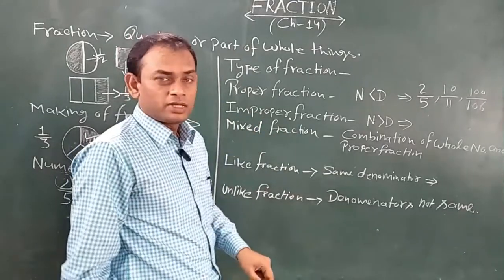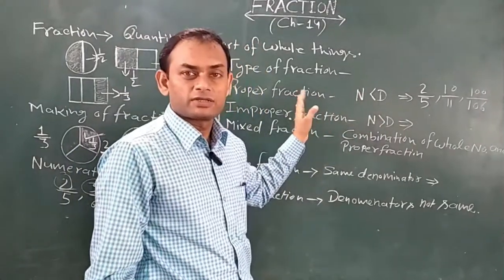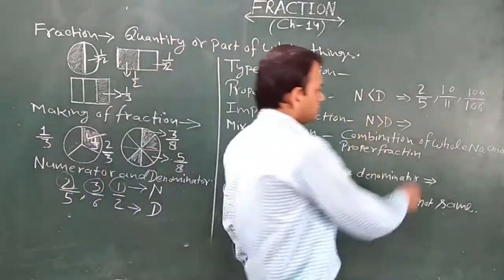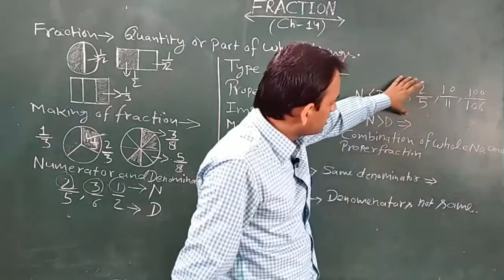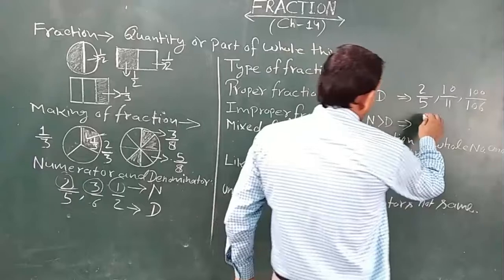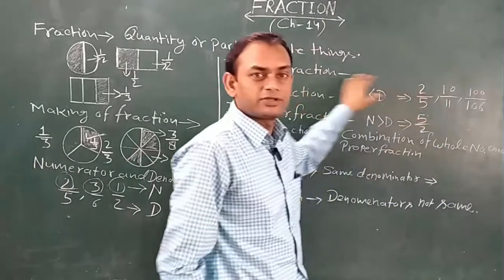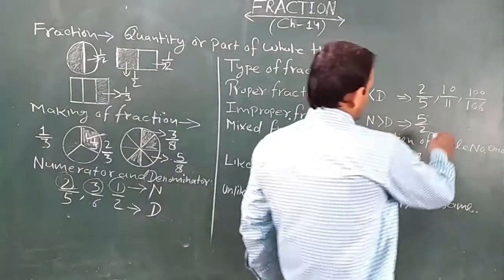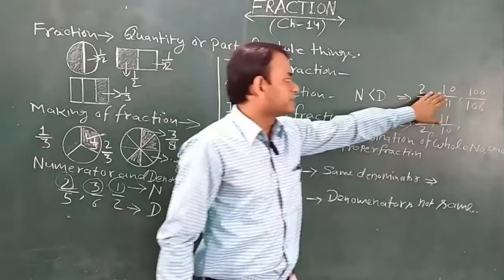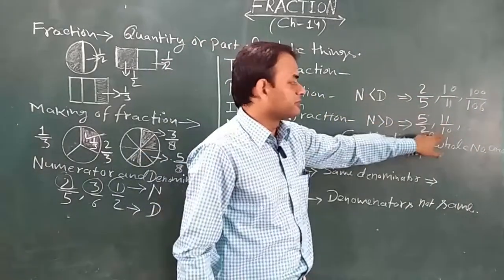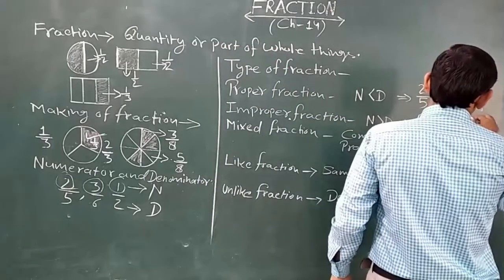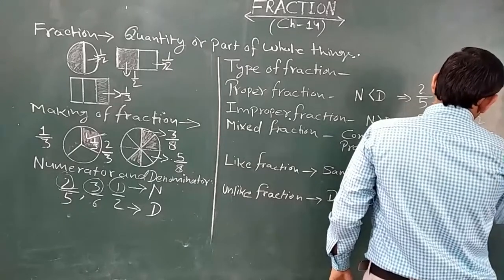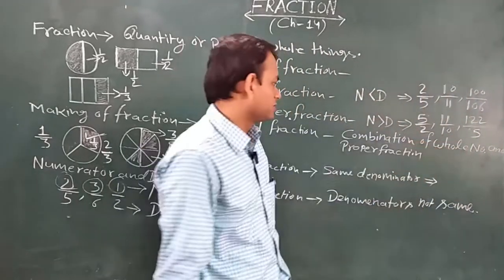Now the improper fraction. It is just vice versa of the proper fraction, just the opposite of this. It means where the numerator is greater than the denominator. Like 5 upon 2. Here 2 upon 5 is proper, but if you write 5 upon 2, then it becomes an improper fraction. Same with 11 upon 10: 10 upon 11 is proper and 11 upon 10 is improper. Same like 122 upon 5. This is also an improper fraction.